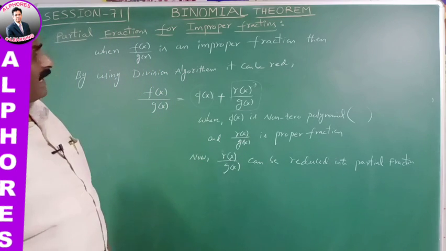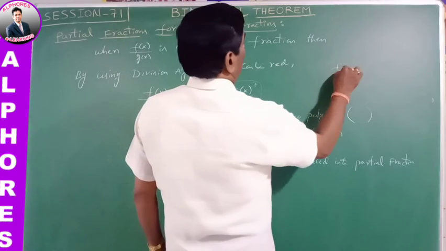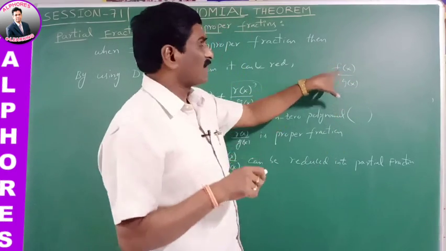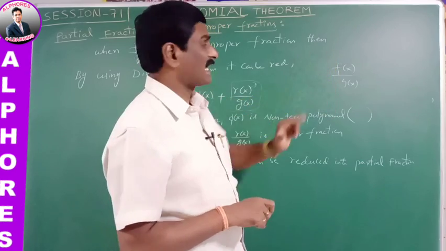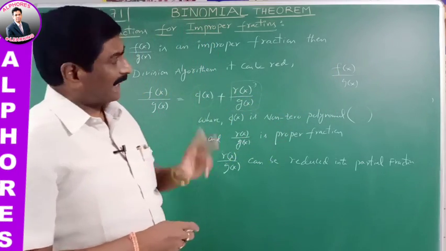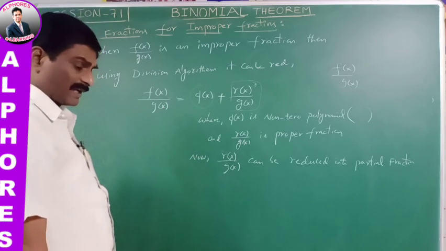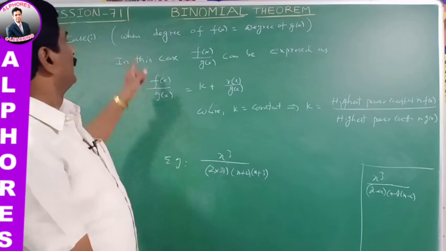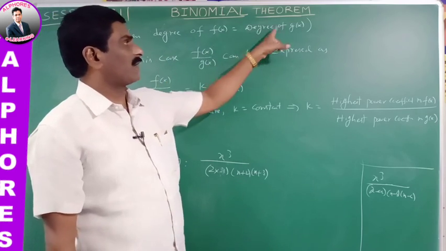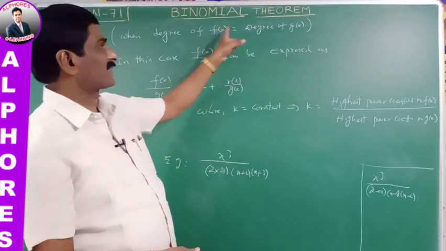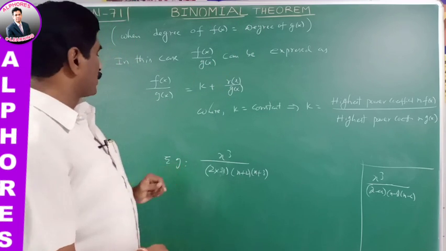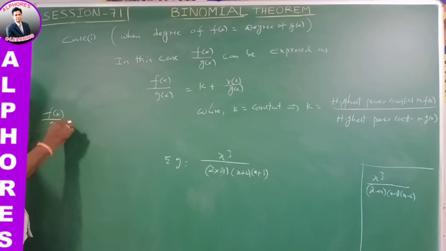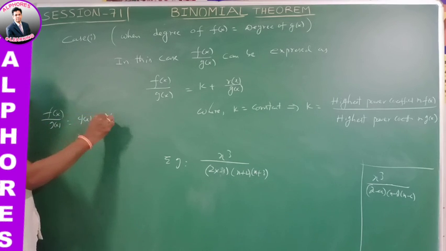Here, f of x by g of x improper means the degree of f of x is equal to the degree of g of x or the degree of f of x is greater than the degree of g of x. In this case, two cases arise. First case. Please write Case 1. When the degree of f of x is equal to the degree of g of x, by using the division algorithm, f of x by g of x is equal to q of x plus r of x by g of x.